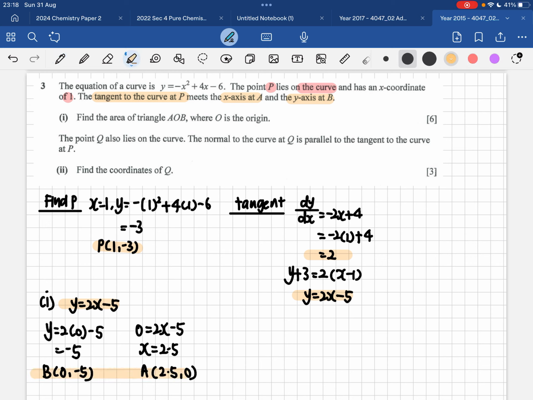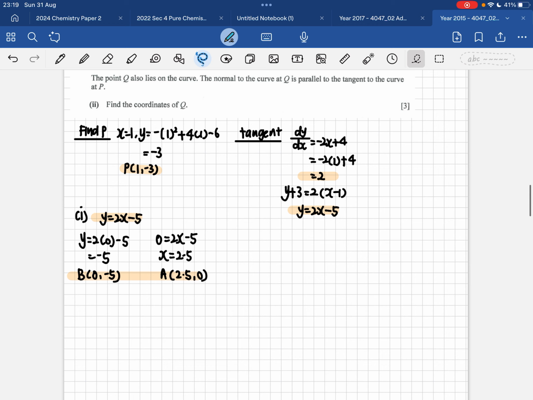Okay, so what they want us to find is the area of the triangle. O is the origin. Let's say I just sketch it out to visualize better. So B is negative 5, so negative 5 is this one. Then A is 2.5. So one is B, one is O, this is A. So what we are finding is the right angle triangle like that.